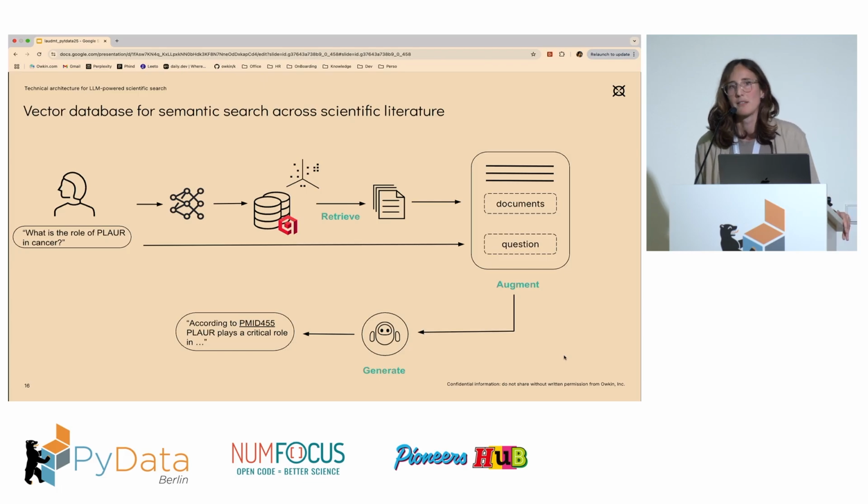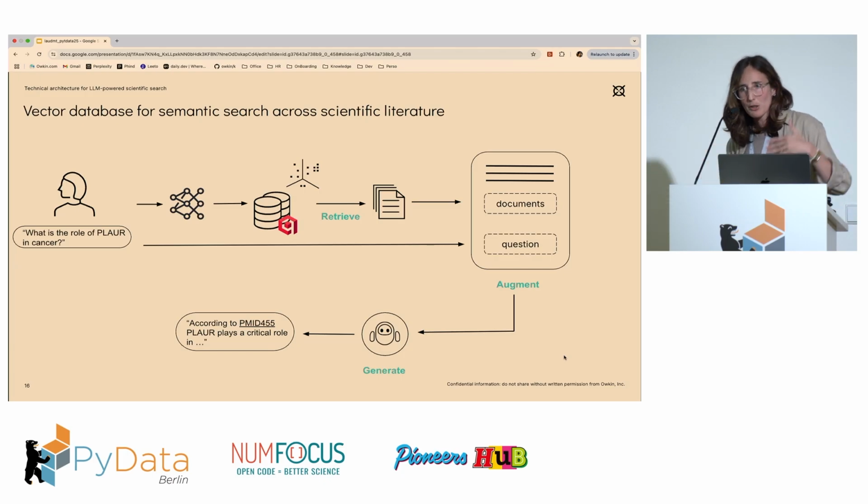You can also add a re-ranker after the retrieval of those, let's say, top 100, to be able to ask which papers are the most important to answer my question.